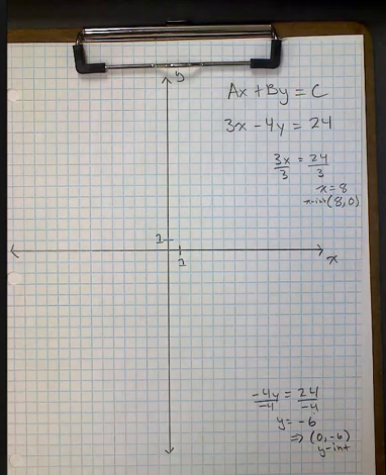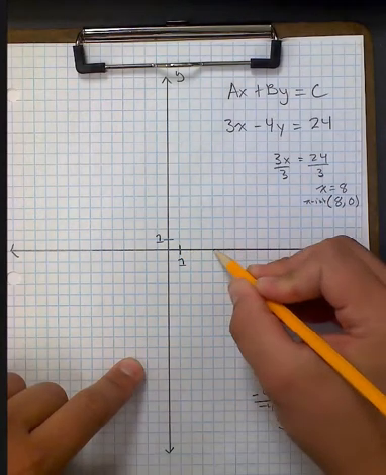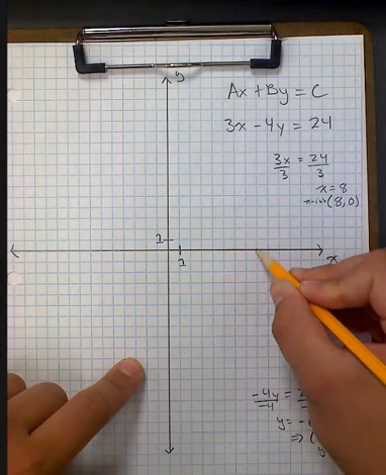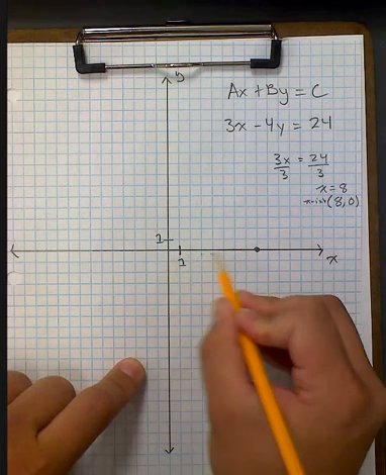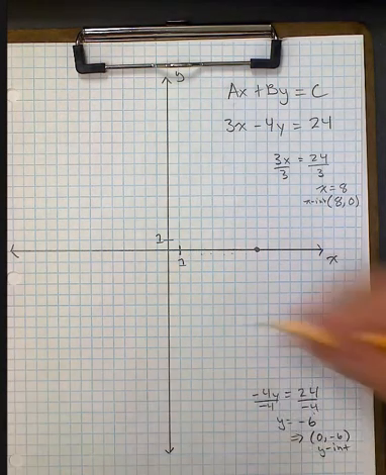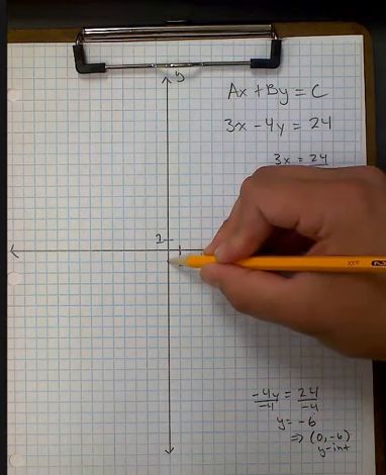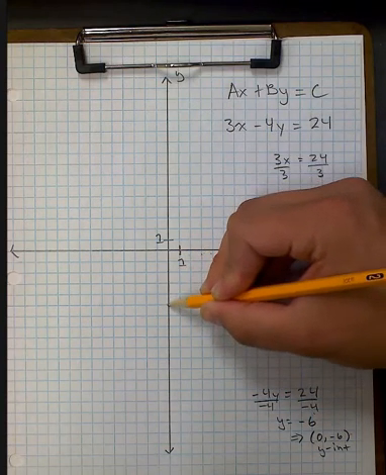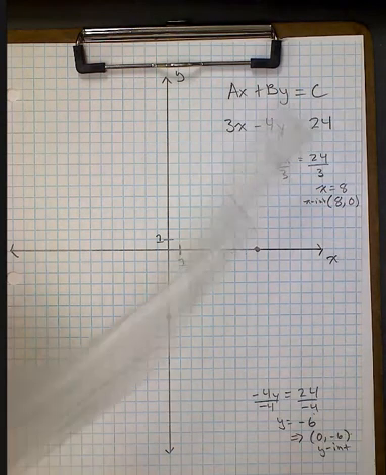Okay, x-intercept's at 8, 0, so I go 1, 2, 3, 4, 5, 6, 7, 8. That's this point right there. Let me double check. 1, 2, 3, 4, 5, 6, 7, 8. Yeah, we're good. And then the y-intercept is at 0, negative 6. So go down 6. 1, 2, 3, 4, 5, 6. There's my other point. I got 2 points in the coordinate plane. That's all I need to draw a line.